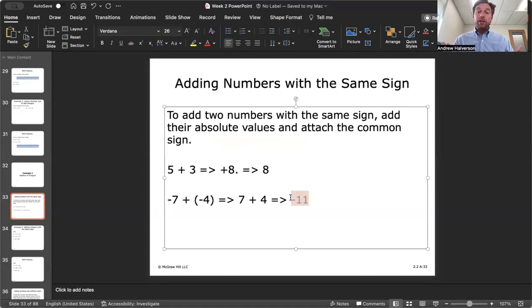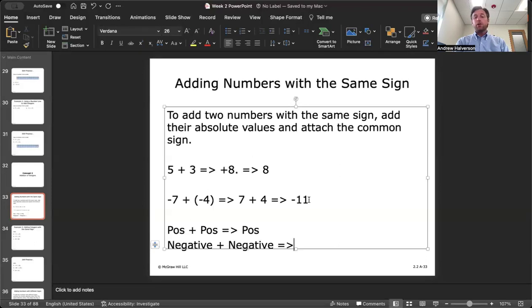So essentially the way it works is when you're adding two values of the same sign, add them like you normally would and just attach the common sign. So the addition of two positives will give you a positive. If you want a kind of rule, a positive plus a positive will yield a positive, and a negative plus a negative will also yield a negative, okay? You add the values together and then attach the common sign. That's all you do.